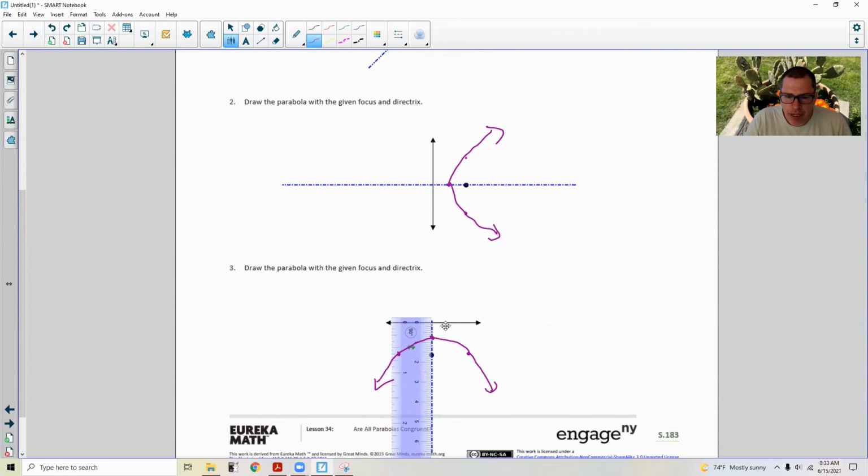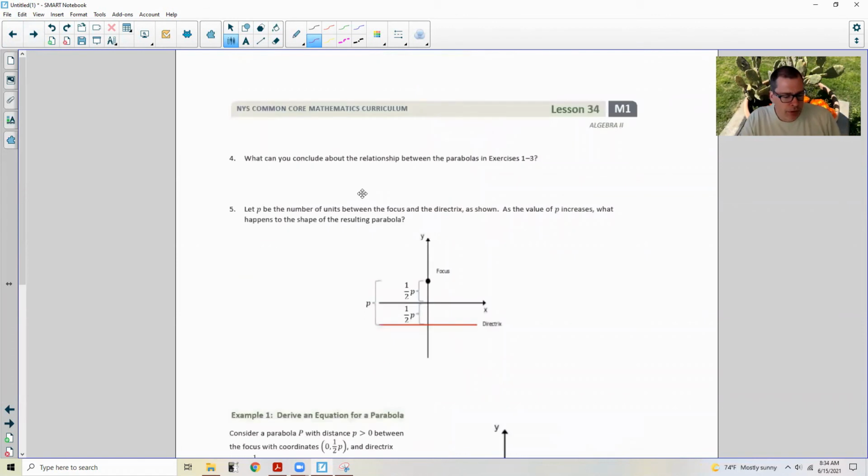So whenever you have a parabola or multiple parabolas where the focus is equidistant from the directrix, regardless of direction, they are congruent. So I'm going to say the parabolas are all the same size and shape because the distance between the focus and the directrix stayed the same. These parabolas should be congruent.